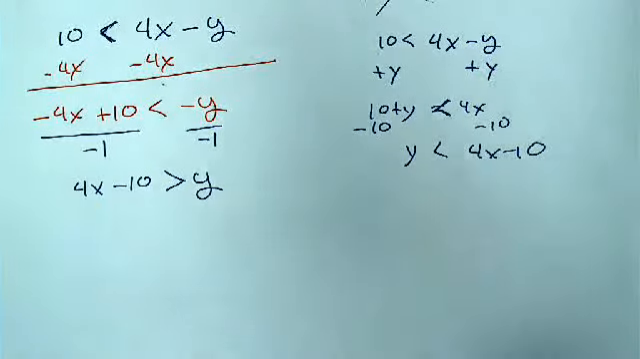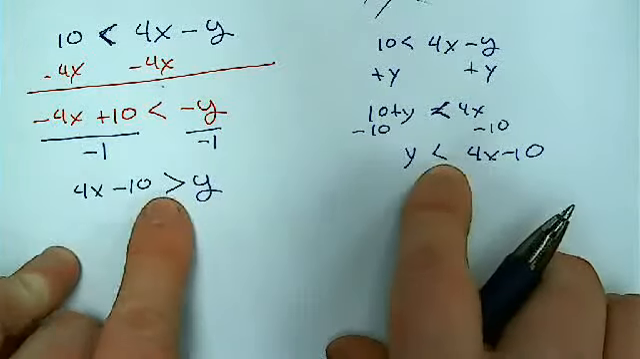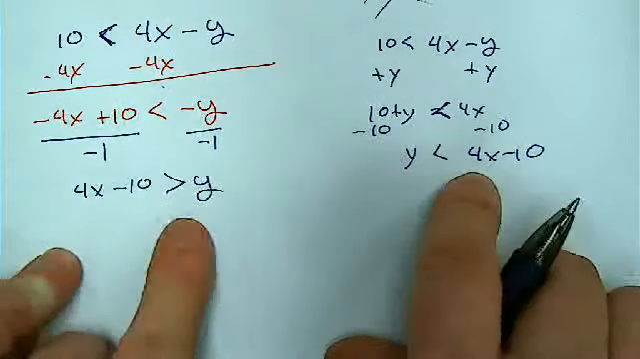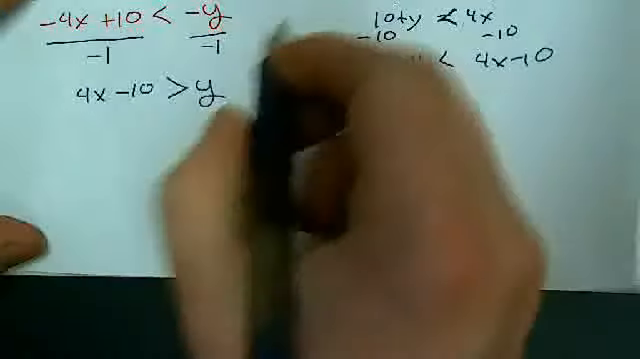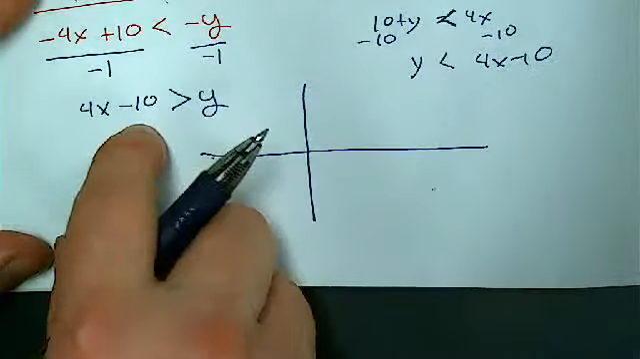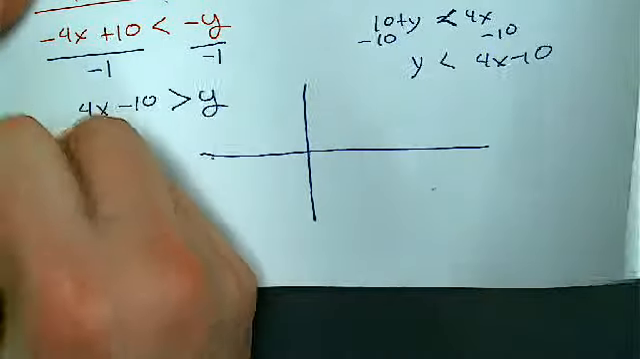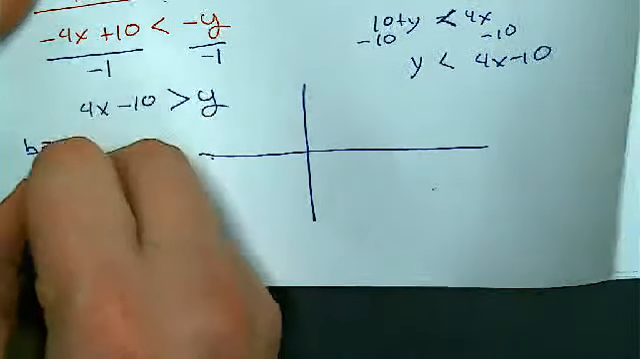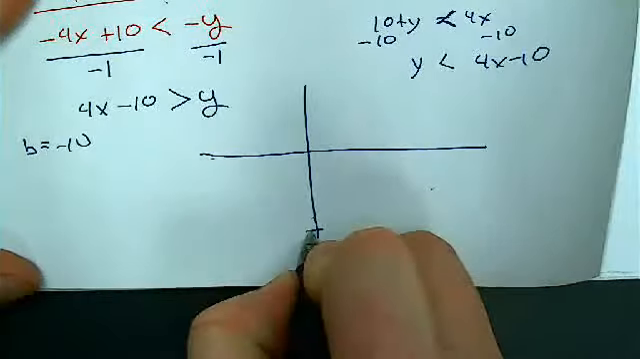And this is also why I recommend you don't try to memorize greater than, less than, up, down. You always work with a test point. Because right now, the question is, which way am I shading, up or down? It's kind of hard to tell based on which equation I write. So let's go ahead. Let's use this one. What's my intercept? Where do I start my graph? Negative 10. So I'm going to go down here to negative 10.